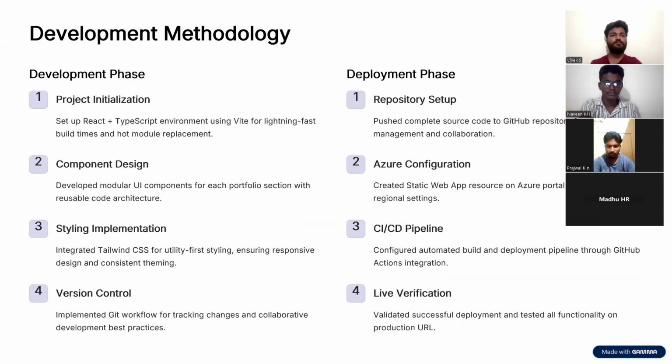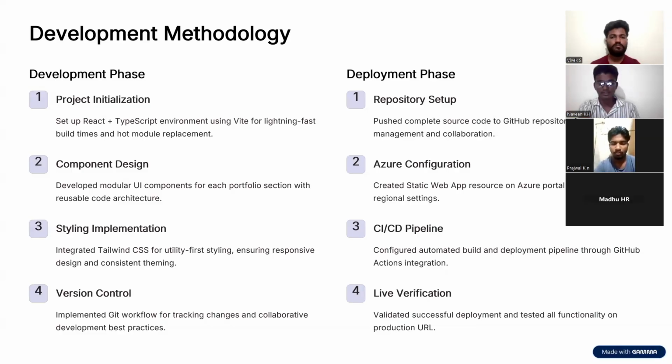Next, development methodology. Project initialization: we started by setting up React plus TypeScript using Vite. Vite gives fast build times and instant hot reload. Component design: we created modular and reusable UI components, ensuring clean architecture and easy updates. Styling implementation: we used Tailwind CSS for fast and consistent styling, ensuring the site stays responsive and visually uniform. Version control: we used Git and GitHub to track changes, following collaborative development practices even in a solo project.